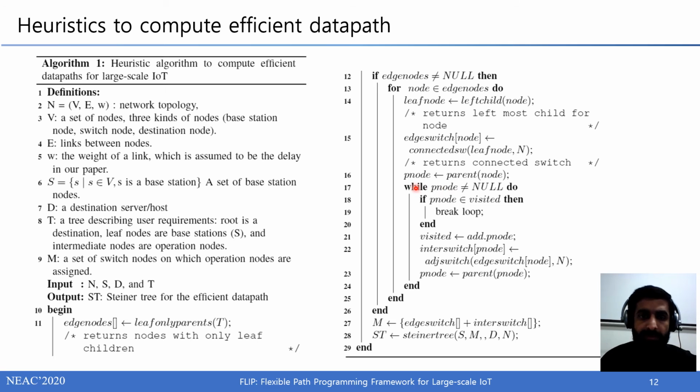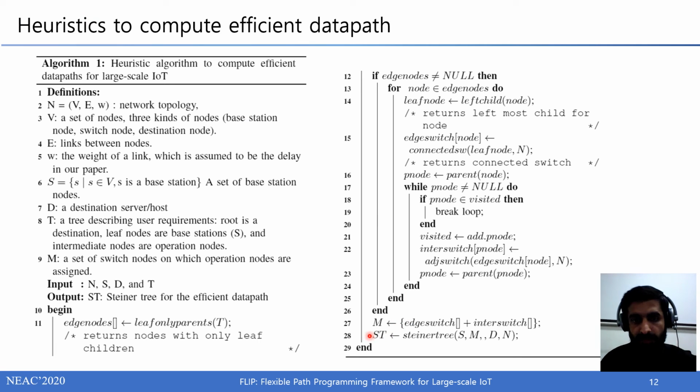Then we start moving up the hierarchy. So we go to the parent node, and if the parent node is visited, we break the loop. If not, we add it to the visited list and we start collecting the inter switches. So first we see the adjacent switches, if the parent switch has any adjacent switches to it or not. And once we finish that list, we move up the hierarchy. We move up to the next parent node and so on, and we keep going on in this loop.